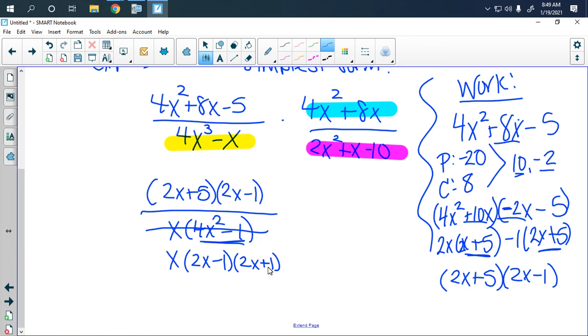So I'm just going to cross that off. Here I have a GCF of 4x, which would leave me with x plus 2.